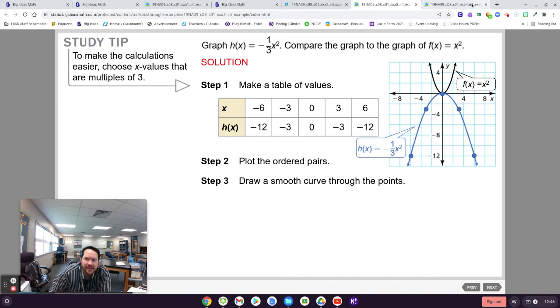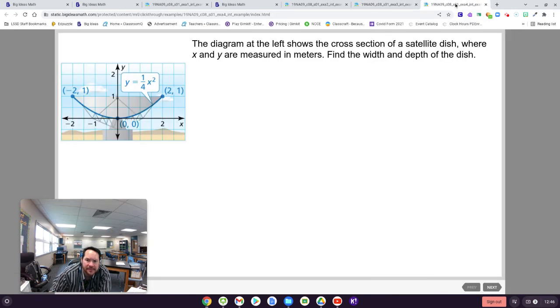Okay, there we go. And then the last example is a real life example. So here we have a satellite dish. This is the equation for the satellite dish. I'll just ask you an easy question. What's the vertex? Yeah, the vertex is (0, 0). That's the bottom point. And then it says to find the width and depth of the dish.